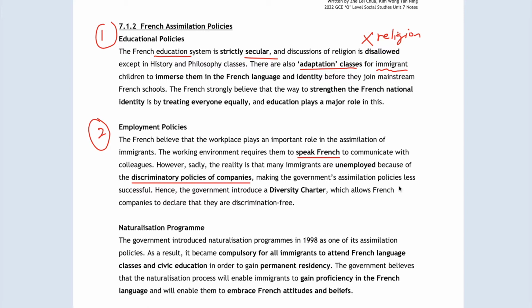So in France, they have something called the diversity charter. Essentially it is a way for French companies to declare that, hey, we are against discrimination, we will never do such a thing.